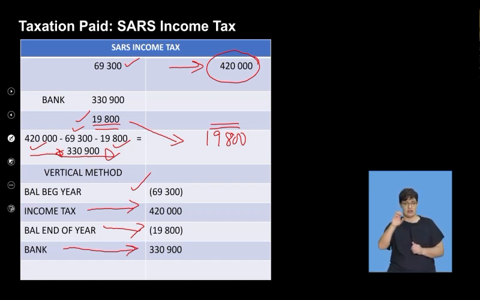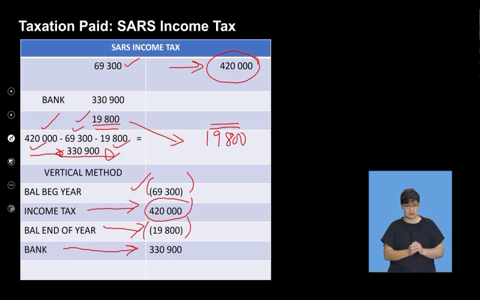Now, I want you to notice something here. Watch. 420,000, you see it? Minus 69,300, can you see the bracket? Minus 69,300. Minus 19,800. Can you see the bracket?